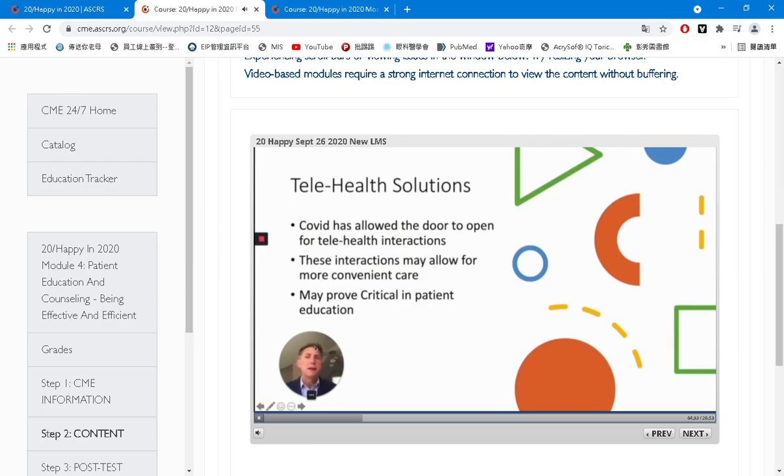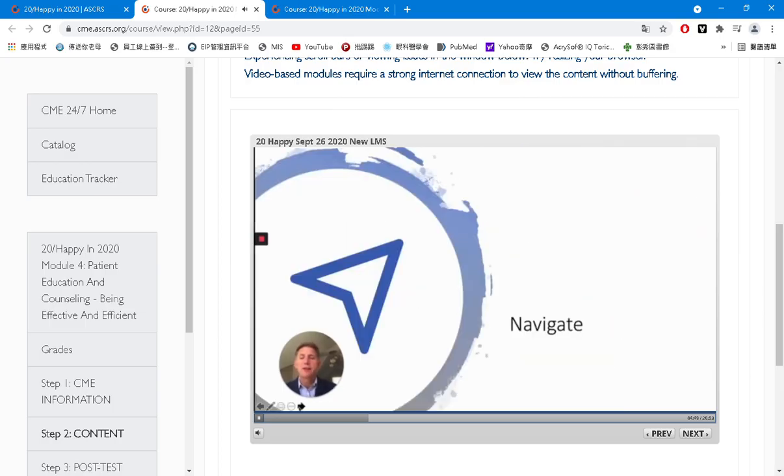Other things that we see coming out, now in a post-COVID world, we see telehealth solutions have really helped bridge the gap of communication. I see that these interactions may allow for more convenient care, and it may prove critical to patient education to have that telehealth process.